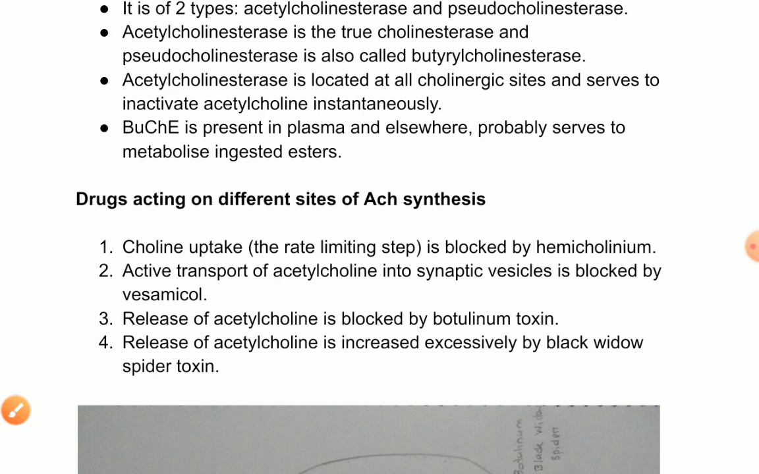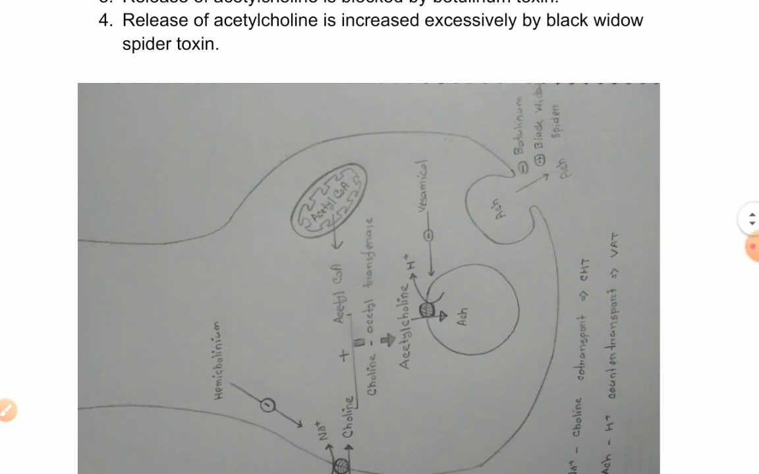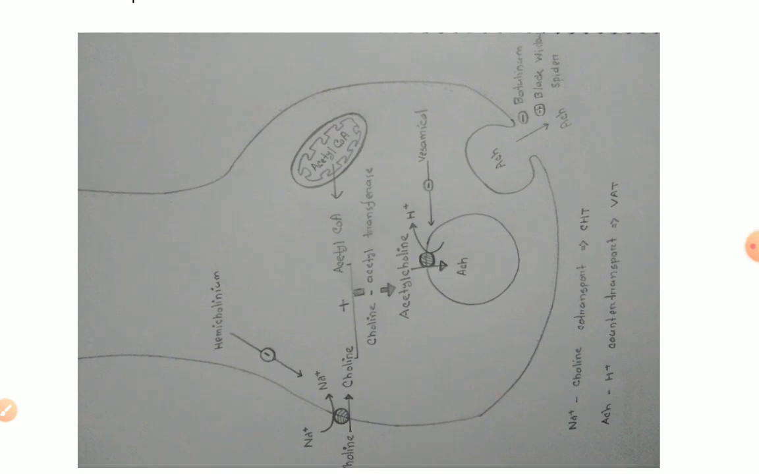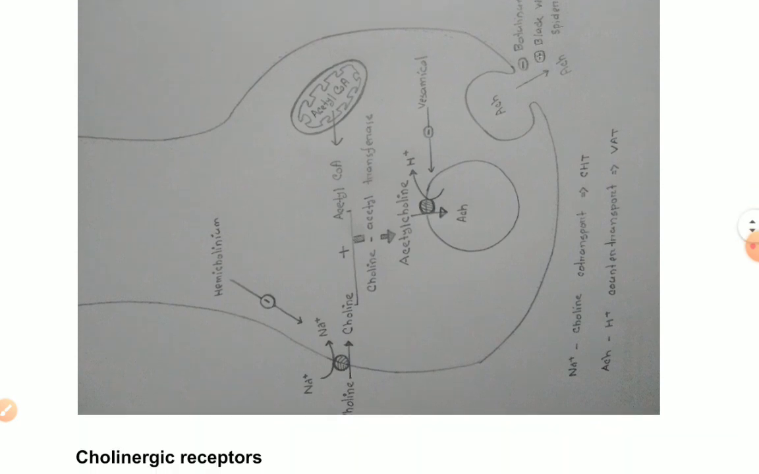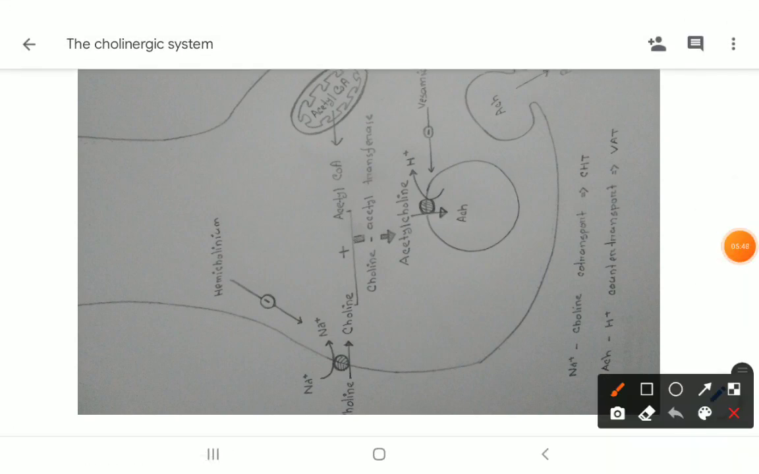Now, drugs acting on different sites of acetylcholine synthesis. There are a few drugs which we can employ to modulate the steps of acetylcholine synthesis. So, look at those things. First, let's look at hemicholinium. Hemicholinium blocks this transporter, that means CHT, the sodium-choline transporter, so that choline cannot enter into the presynaptic nerve terminal.